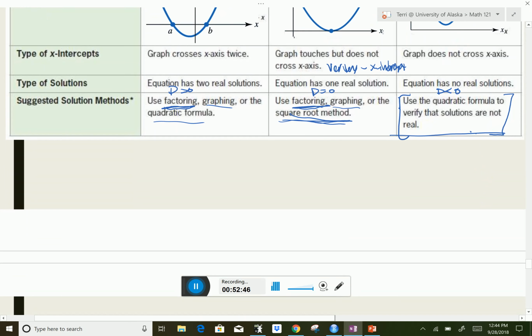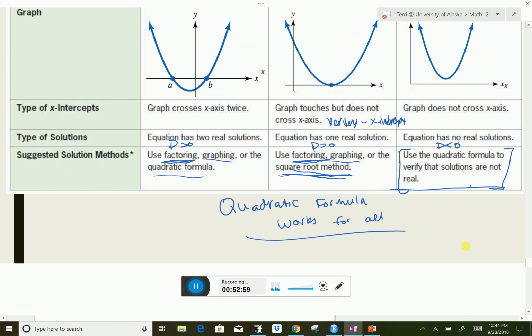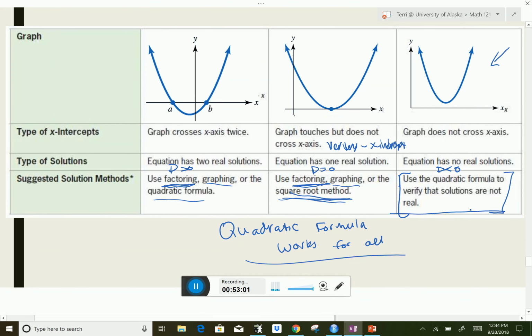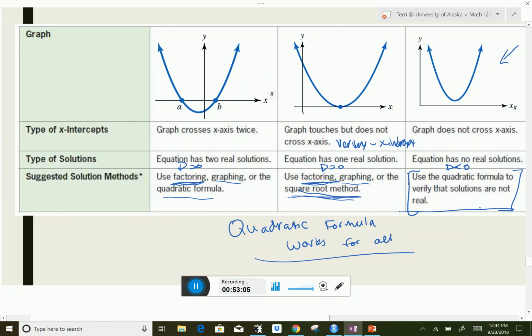And the thing I want to mention is the quadratic formula works for all of them. The problem with this last case is graphing isn't going to do it. You can graph these, but you're still not going to figure out what the zeros are because they're not real. So you're going to have to figure it out using the quadratic formula.